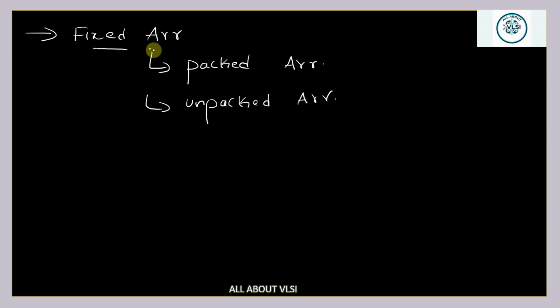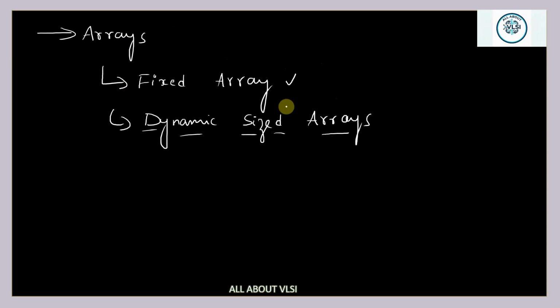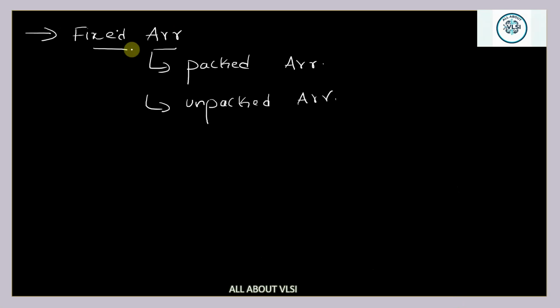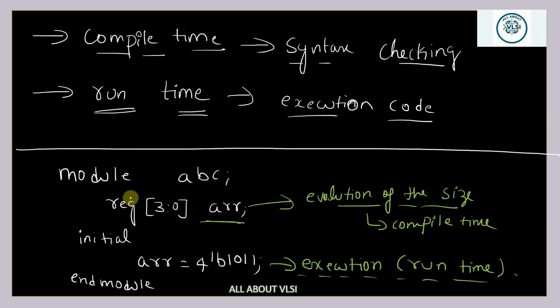Now, these fixed arrays are the arrays where your size is fixed during the compile time. You are not allowed to change the size during the runtime. Once in the compile time, when you have declared the size of that particular fixed array, that's it. You cannot change the size of that particular array during the runtime.